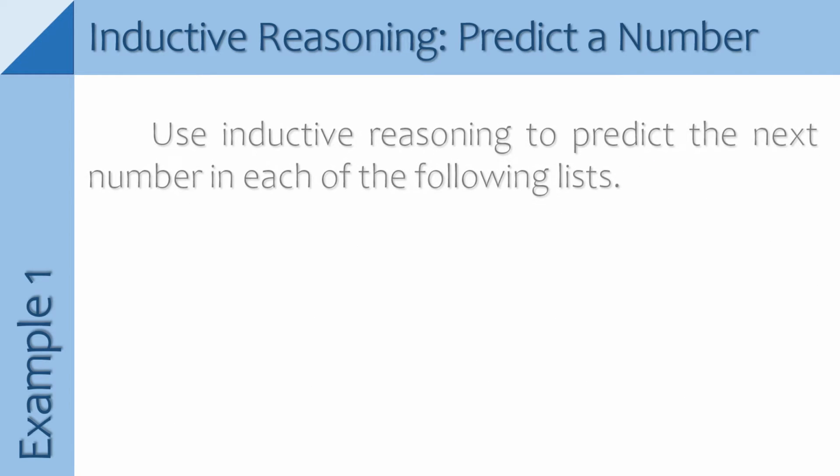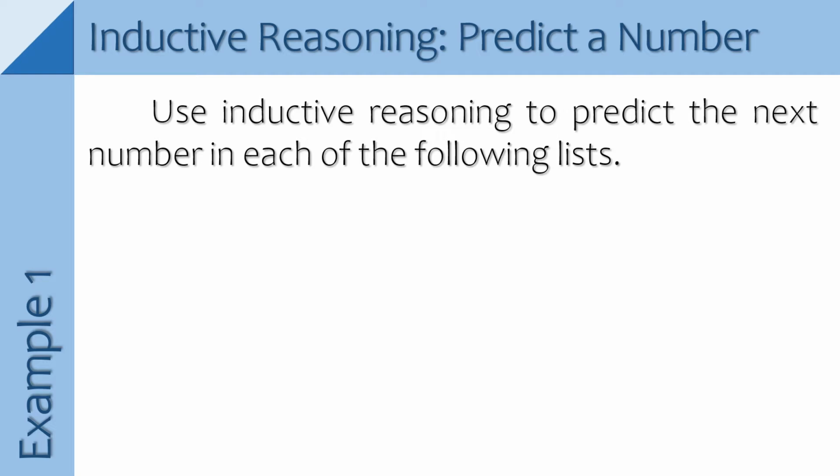Example of inductive reasoning: use inductive reasoning to predict the next number in each of the following lists. The list of numbers is 3, 6, 9, 12, 15. What could be the next? If we analyze this series of numbers, what is the relation of the first term to the second term, to the third term, to the fourth term, and the fourth term to the fifth term? If they have a relation, what could be the next?